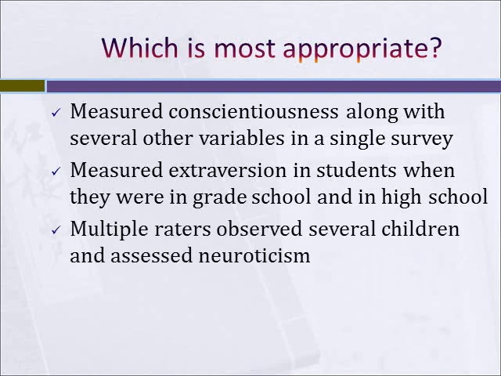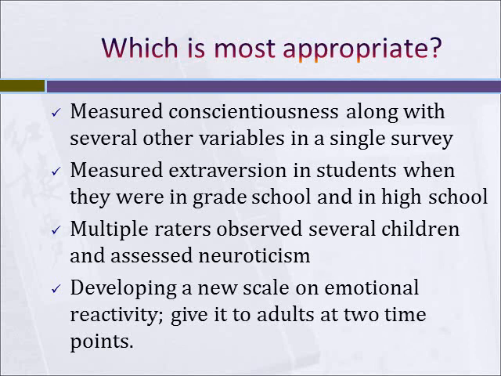Next, let's say that multiple raters observe several children and assess neuroticism. Here the obvious answer is interrater reliability, where we have multiple raters and we can correlate their scores with one another. We can take it a step further, and depending on how the raters are coding neuroticism, we can calculate Cohen's kappa. That way we can take into account random agreement.